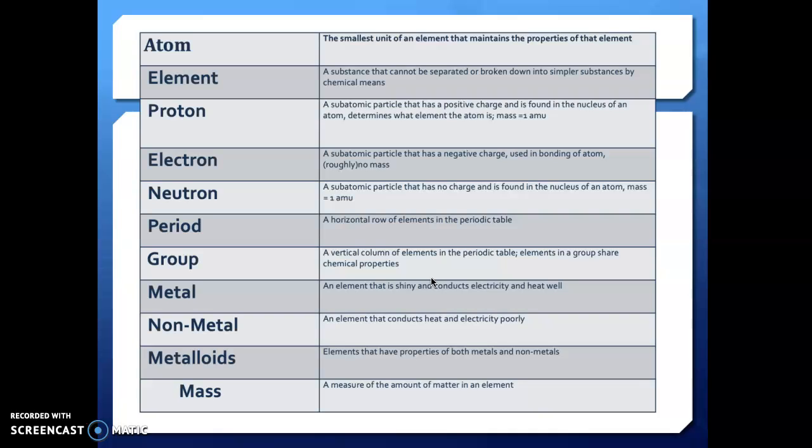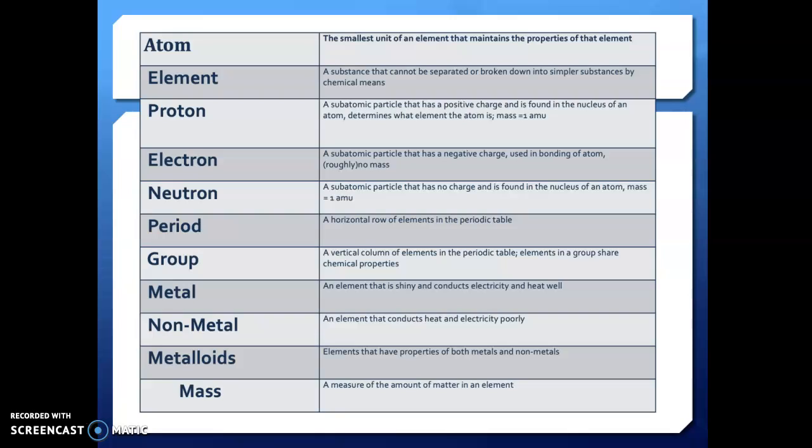Okay, so the smallest unit of an element that maintains the properties of that element is an atom. So if I were to break apart an atom into what it's made out of, protons, neutrons, and electrons, it would no longer have the same properties. A substance that cannot be separated or broken down is simple by chemical reaction. That means if I had a brick of gold, I can't do a chemical reaction and break it down into something else. If I broke up those atoms of gold, they would no longer be gold.